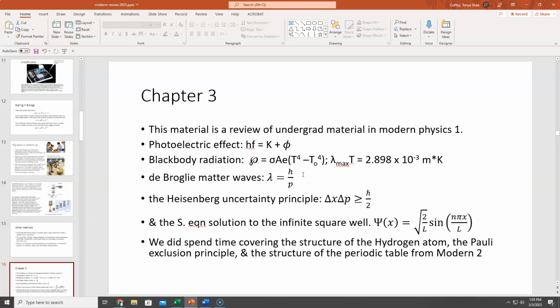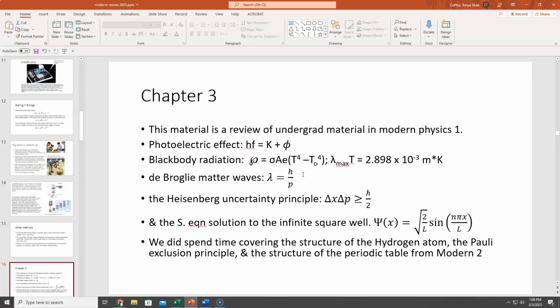Next, we covered the solution to the Schrödinger equation for the infinite square well. Remember that the infinite square well is the particle in a box, which means that there's a 100% probability that the particle is confined to the box. In other words, the probability is 0 that it's outside the box, which means the potential at the walls of the box is infinite. And this is the one-dimensional solution to that Schrödinger equation.